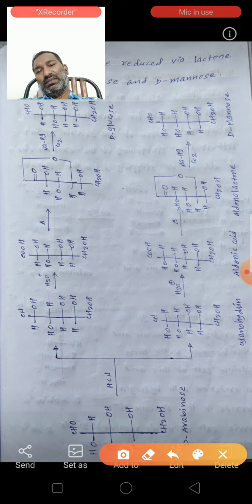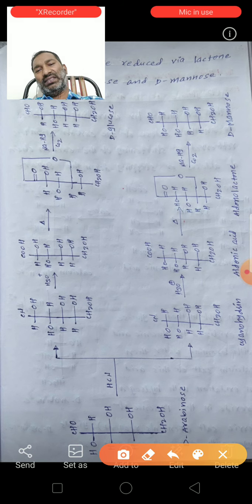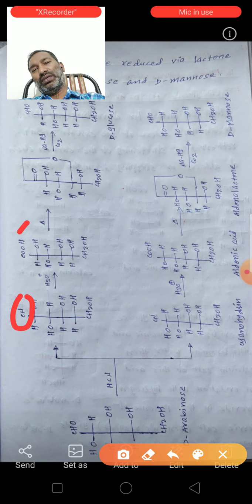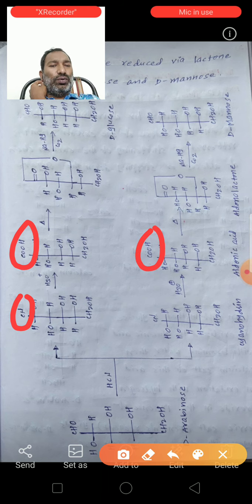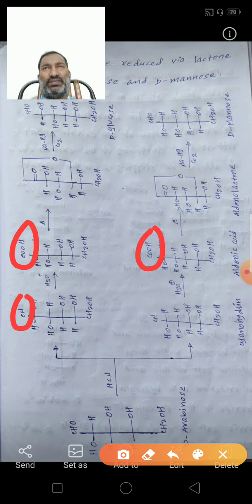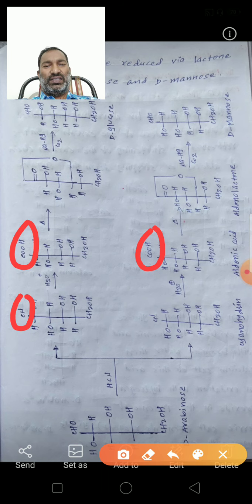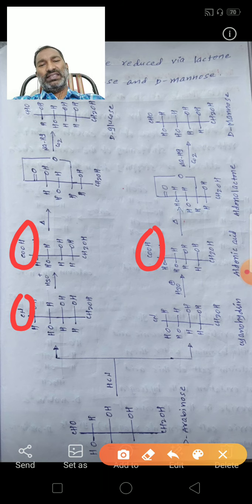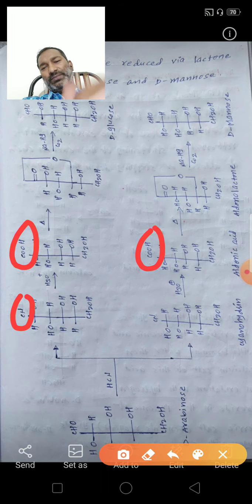On hydrolysis, the cyanohydrin CN converts to the COOH group. This is an aldonic acid. Always, on hydrolysis, the CN group converts into the COOH group. These are the two isomers, the aldonic acid isomers.